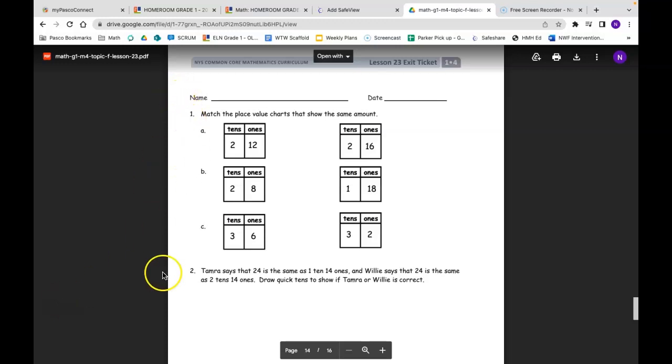So we've got two different parts to this exit ticket today. We've got this part up here where you're going to be matching the left side to the right side, and then we have a question down here that you're going to have to figure out.